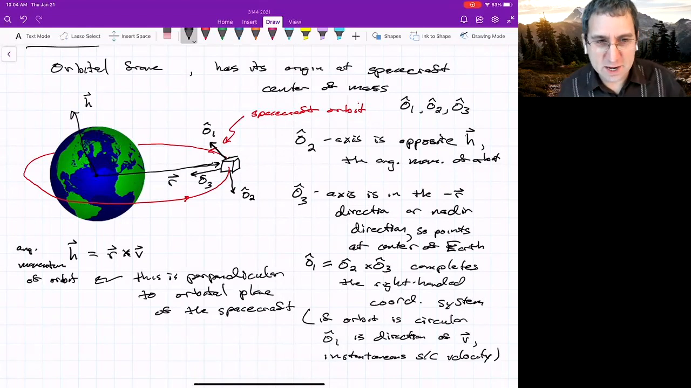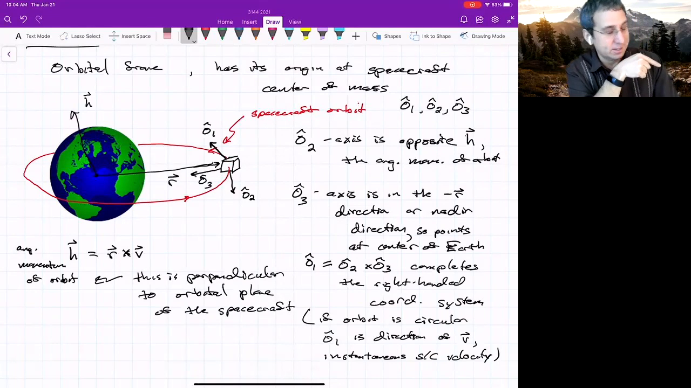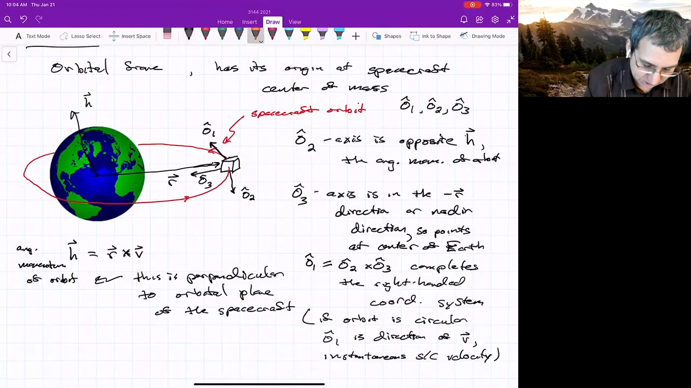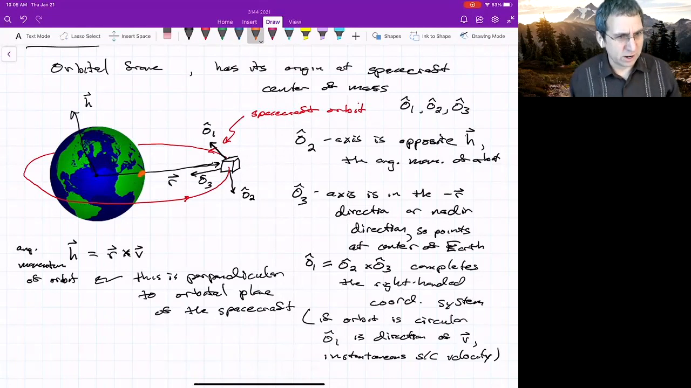So there is a question, why choose a vector that's opposite the angular momentum? I honestly don't know, except that it has this nice feature that for circular orbits, O1 is in the direction we're going. One of the unit vectors is in the direction pointing at the center of the Earth, which is going to be important, right? Because this kind of intersection point with the surface of the Earth is going to define our ground track. And so you need something for the last one.